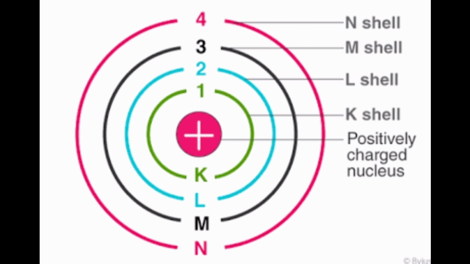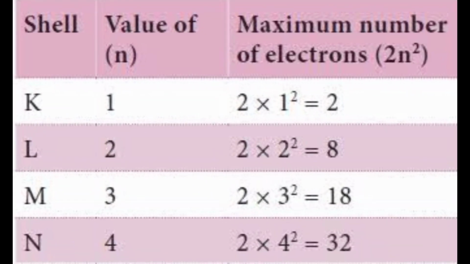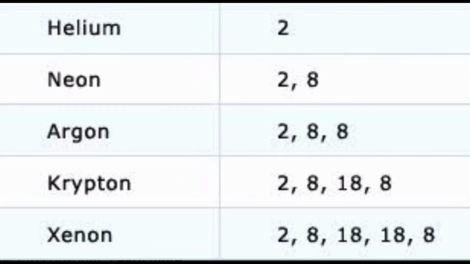The following rules are followed for writing the number of electrons in different energy levels or shells. The maximum number of electrons present in a shell is given by the formula 2n squared, where n is the orbit number or energy level. So we can find out that K may have 2 electrons, L a maximum of 8, M a maximum of 18 and N a maximum of 32. The maximum number of electrons that can be accommodated in the outermost orbit is 8.